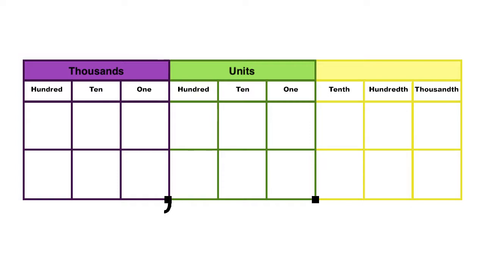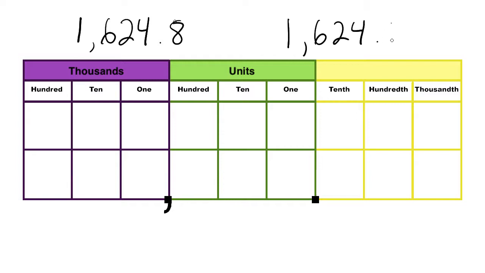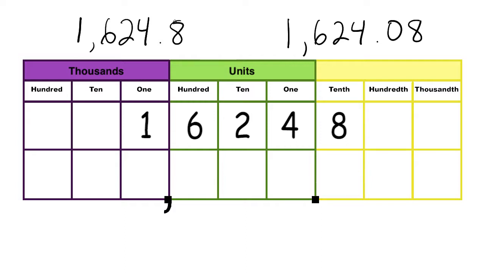Let's compare two numbers, 1,624 and 8 tenths, and 1,624 and 8 hundredths. Carefully look at the first number. Starting with the decimal and moving to the left, fill in the chart with each digit matching its placement correctly to the value. Looking back to the decimal, fill in the chart from the decimal and moving to the right as such. Filling in the chart starting at the decimal and moving left and then to the right really helps students to fill this out correctly.